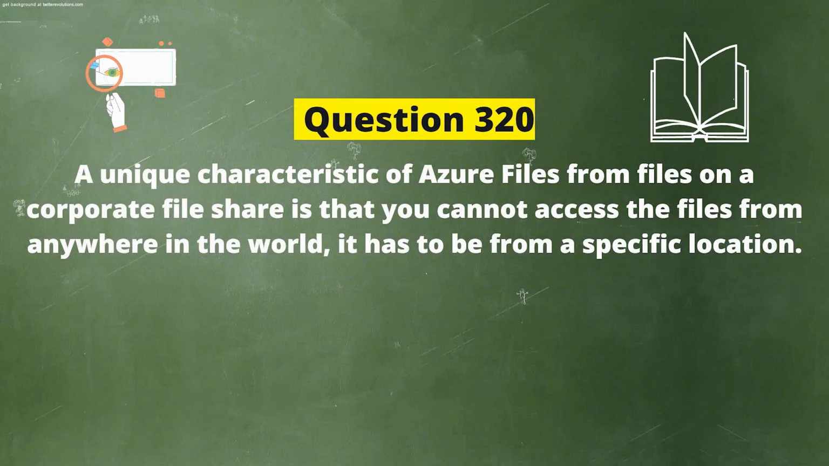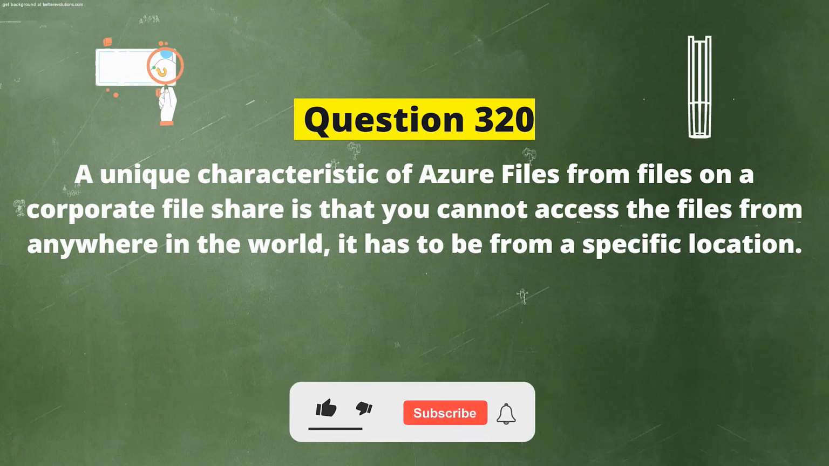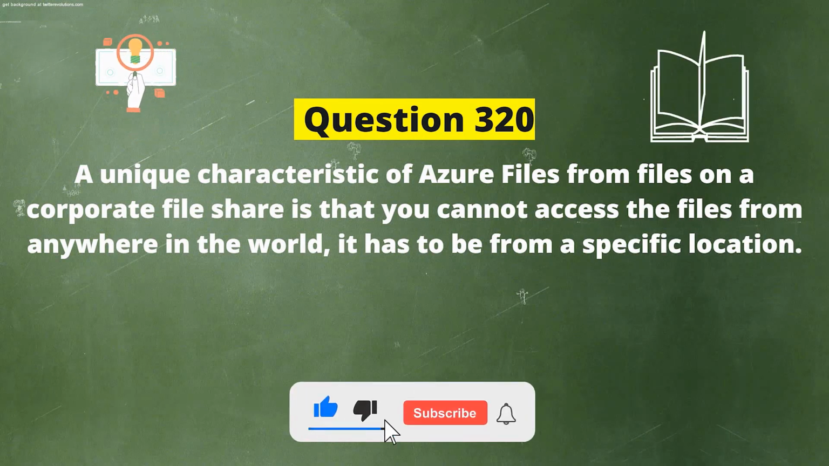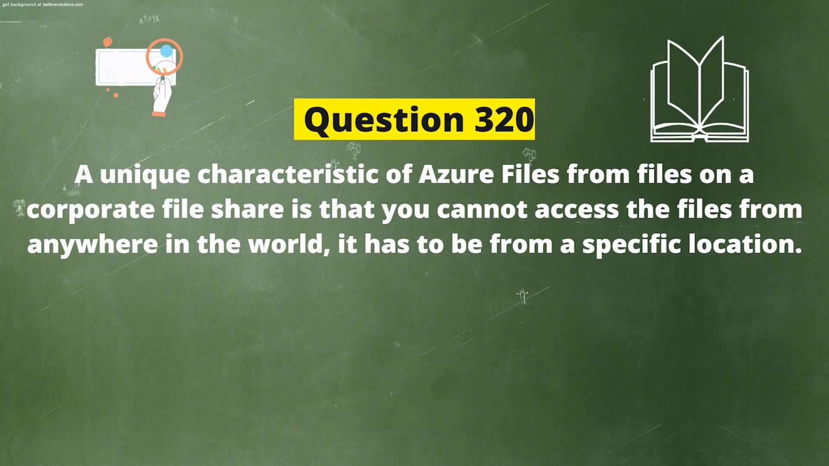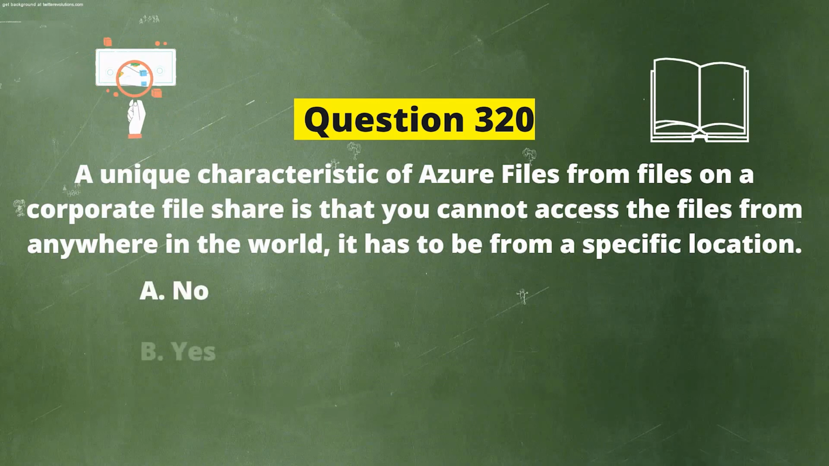Next question. A unique characteristic of Azure Files from files on a corporate file share is that you cannot access the files from anywhere in the world. It has to be from a specific location. Is it no or yes? And the correct answer is, it is no.